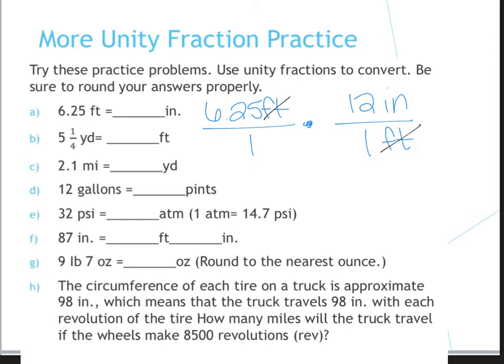And then we're going to multiply across. So 6.25 times 12 gives me 75. 1 times 1 is 1. I'm left with inches. So that final answer there for part A is 75 inches. You can pause the video here and do B through H practice problems. And then when you're ready, start it up again and you'll be able to see the answers.